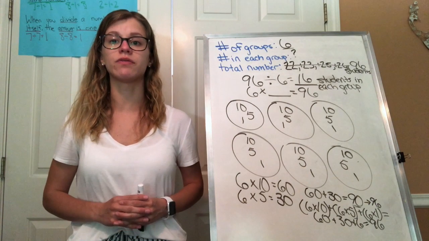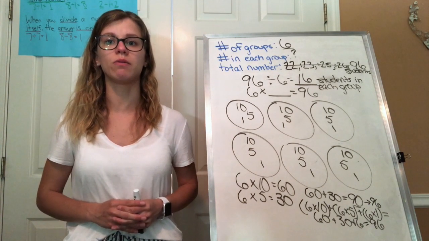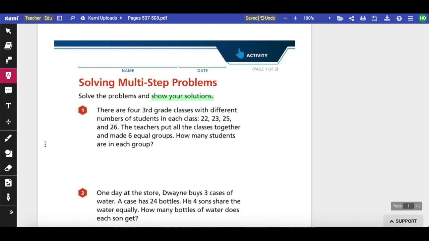So I'm going to pull up pages 507 to 508 right now. Here's your have-to for today. It's pages 507 to 508, and it's solving multi-step problems. So the directions are to solve the problems and show your solutions. So we already went over number 1 together during the lesson.